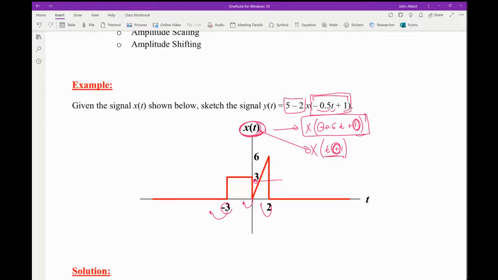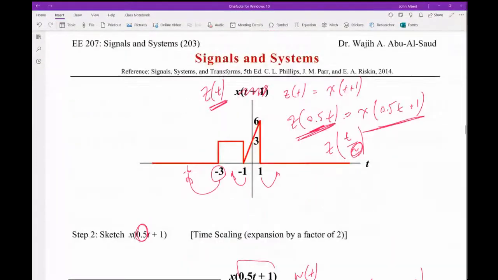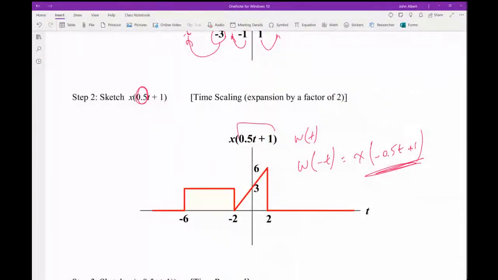Minus 0.5 t plus 1. So I have done the transformations in 3 steps. Now the last step, replacing every t with minus t, will make this function flip not around the original point that was there, but around the y-axis. Remember that removing t and replacing it with minus t flips whatever function you have in front of you around the y-axis.